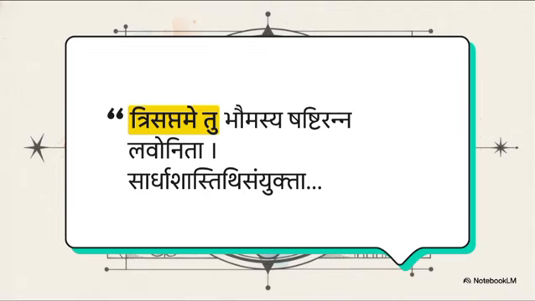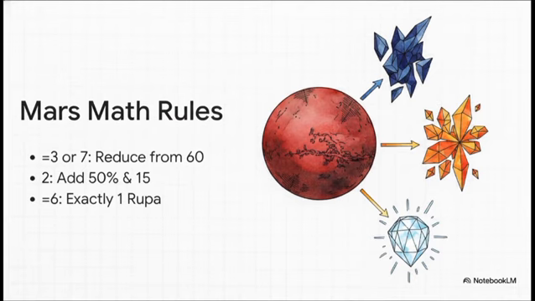Breaking down the Sanskrit, Bhomasya means of Mars, referring to its specific gaze, and Shasti means 60. A literal read here commands precise additions or reductions based on exact sign distances. When we translate verse 4, Mars's unique behavior becomes super clear. Check this out. If the longitudinal sum is exactly 3 or 7 signs, you take the degrees and reduce them from 60. If the sum is over 2 signs, you take the degrees, increase them by half, meaning you add 50%, and then you literally super add 15 to that total. And the final rule is beautifully simple. If the sum is exactly 6 signs, the value of Mars's aspect is exactly 1 rupa, maximum strength, full stop.